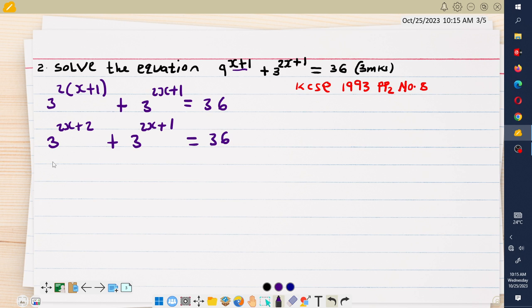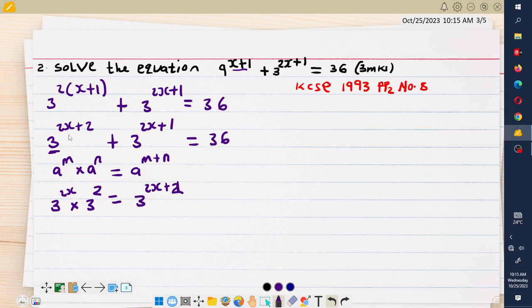Then I'm going to reverse the laws. We were saying that if you have a to the power of m, multiplied by a to the power of n, this should give you a to the power of m plus n. So I'm going to rewrite this one here. I have 3 power 2x plus 1, so this is 2x plus 2. If I reverse this law, it means that it was 3 to the power of m. My value of m in this case is 2x. So this was 3 power 2x multiplied by 3 to the power of 2, because the n in this case is actually 2.